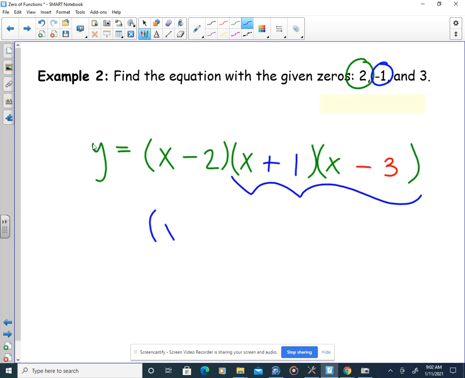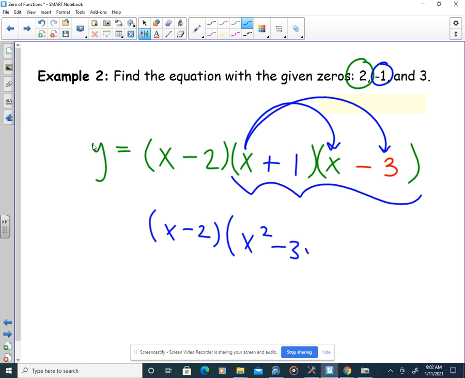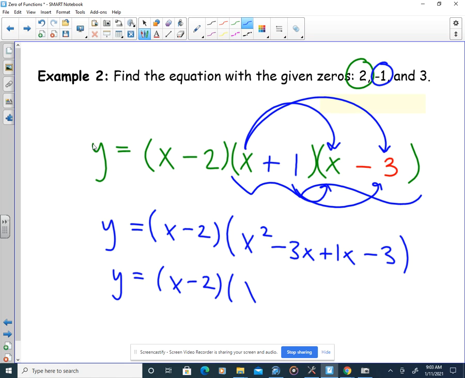I'm just going to bring down the x minus 2. I'm just going to FOIL this out. X times x is x squared. X times negative 3 is negative 3x. 1 times x is 1x. And then 1 times negative 3 is negative 3. Now we've got y equals the quantity x minus 2 times the quantity x squared minus 2x minus 3 when I combine my like terms. So now we get a binomial times a trinomial.